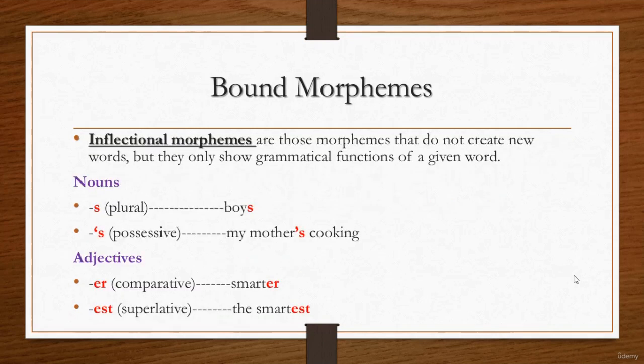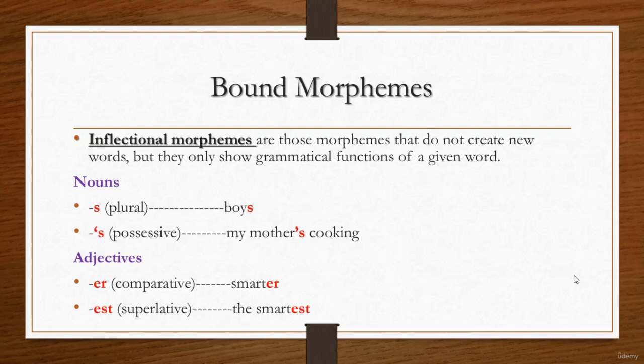The last type of bound morpheme is inflectional morphemes. Inflectional morphemes are those morphemes that do not create any new words, but only show some grammatical function of a given word. These types of inflectional morphemes do not change word categories. For example, the -s of the plural is an inflectional morpheme because it doesn't change the category, from boy to boys, from singular to plural.